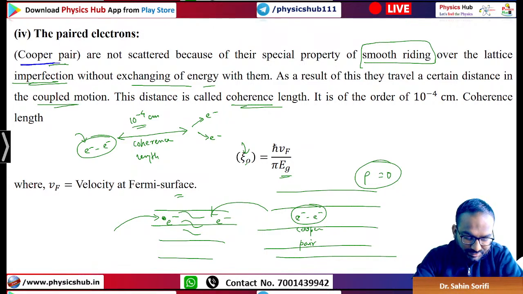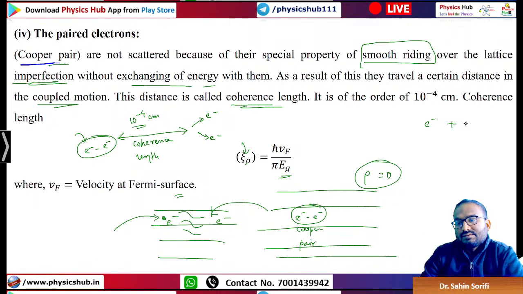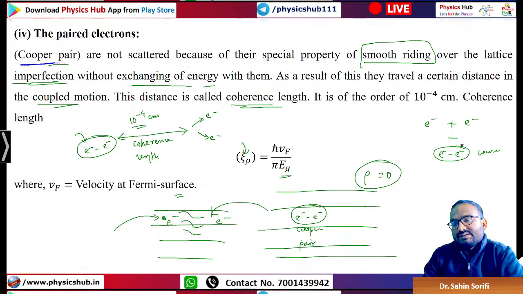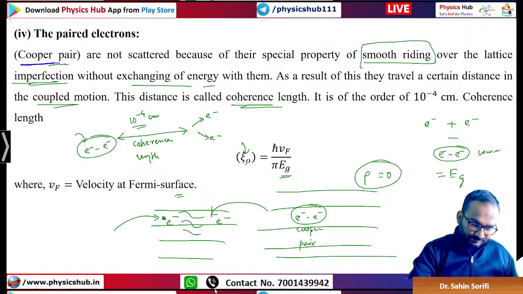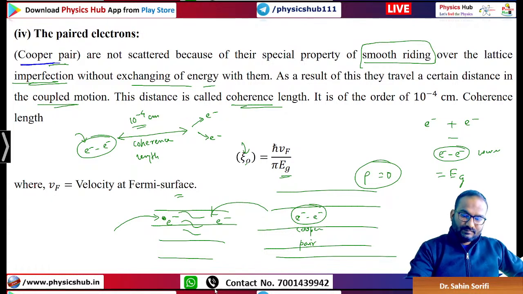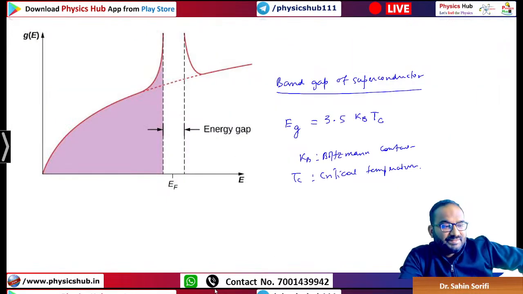The energy gap is the difference between the free electron pair and the Cooper state. You calculate the energy of the free state electrons, you calculate the energy of the pair. This is obviously lower energy, right? So this minus this, whatever you get, is the energy gap, whose value is 3.5 kB Tc or 7 by 2 kB Tc.